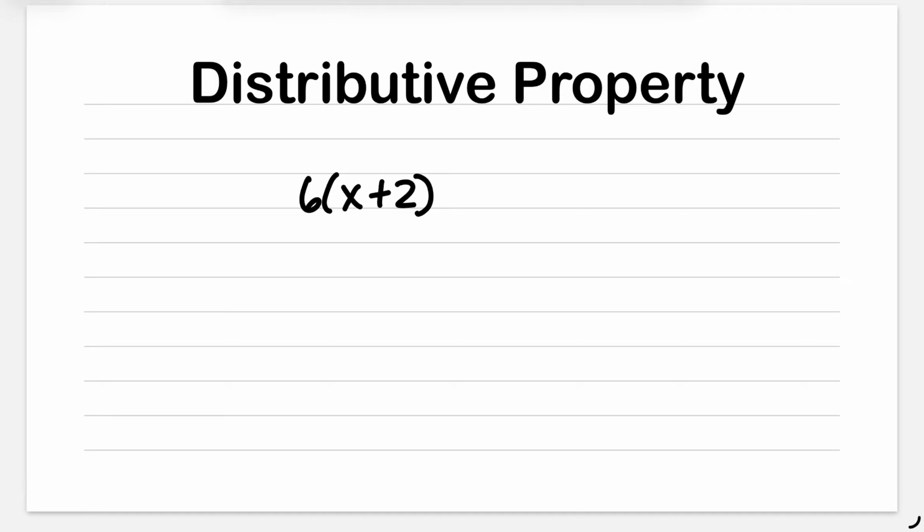The distributive property is when you take a factor that's outside the parentheses and multiply it by each term inside the parentheses. In this example, we would take the 6 times the x to get 6x, and the 6 times the 2 to get 12. That distributes the 6 to both terms inside the parentheses.